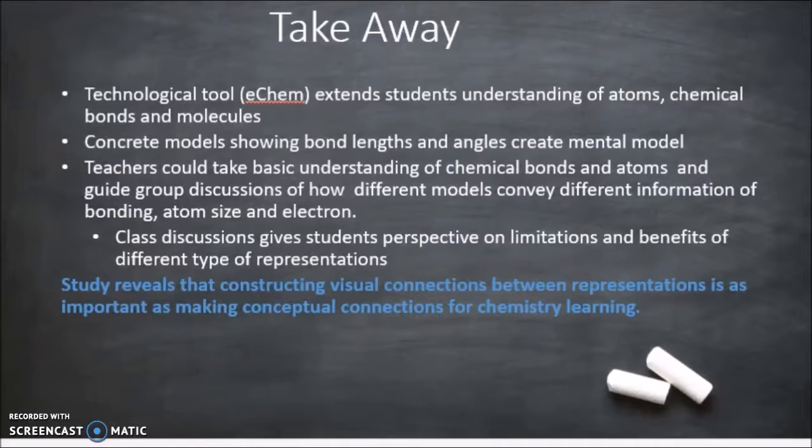Following are the takeaways from this research. Technological tools such as eChem extend students' understanding of atoms, chemical bonds, and molecules. Teachers could take a basic understanding of chemical bonds and guide group discussions of how different models convey different information of bonding, atom size, and electrons. This study reveals that constructing visual connections between representations is as important as making conceptual connections for chemistry learning.